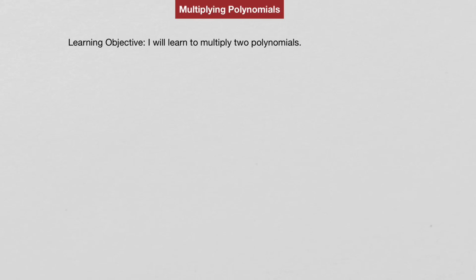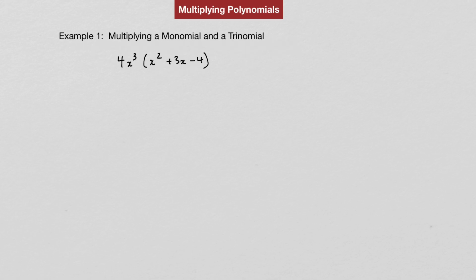Okay, class, in this lesson, you will learn to multiply two different types of polynomials. So let's go ahead and get started. Okay, in this example, number one, we will be multiplying a monomial and a trinomial. So here's a monomial, and then in the parentheses is the trinomial.